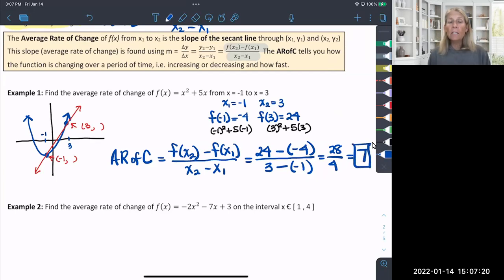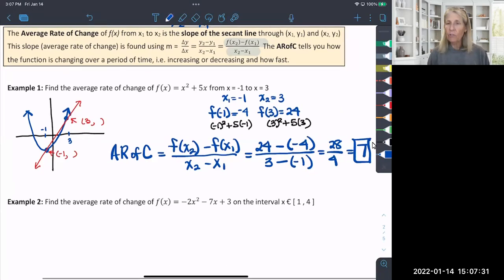So 7 is the slope of the red line that I drew over here. It has a rise of 7 and a run of 1. And you can see that looks relatively accurate for my inaccurate drawing anyhow. So this is our first average rate of change. Again, it's just a slope. When we finally put it in an application, it'll make more sense. Okay, all right, so let's do it again one more time.